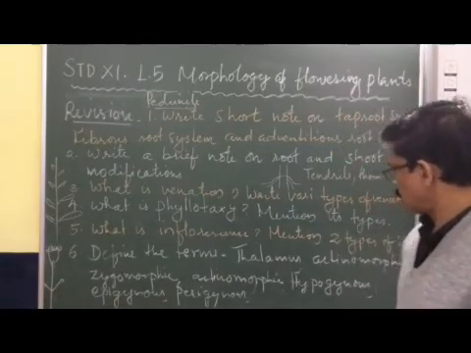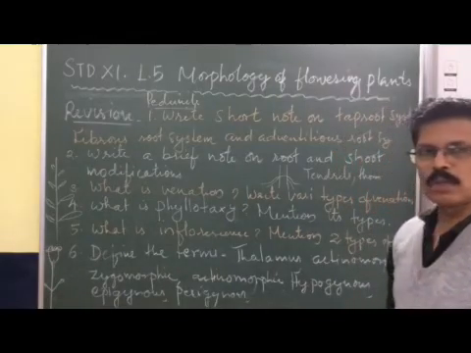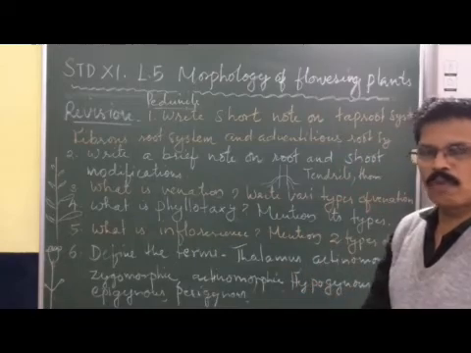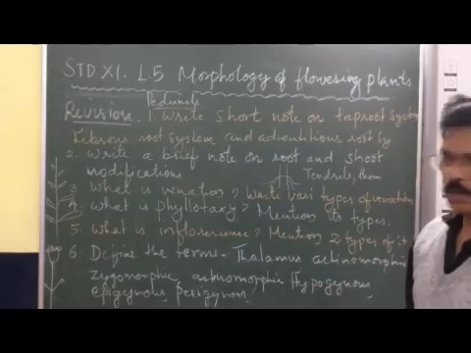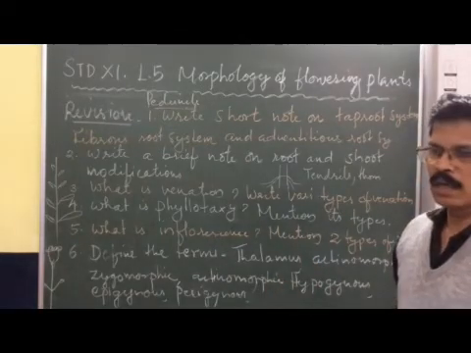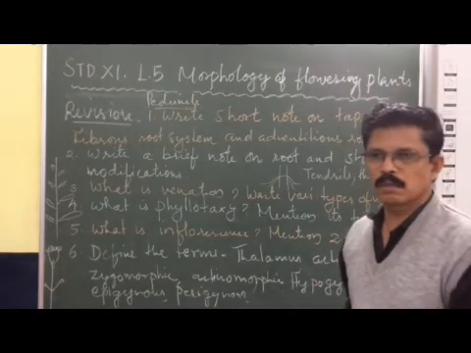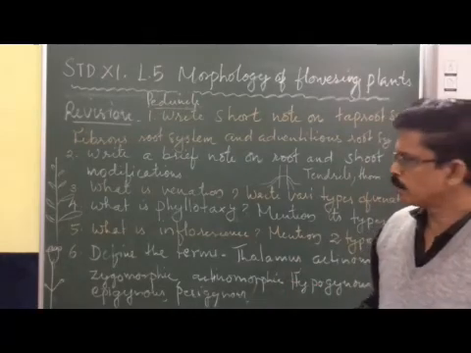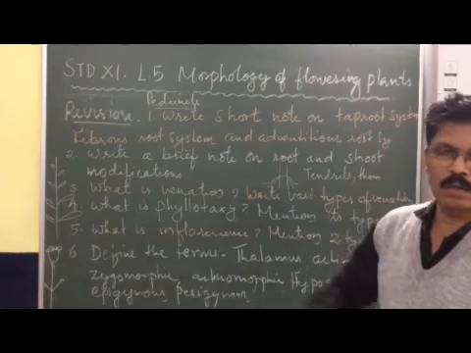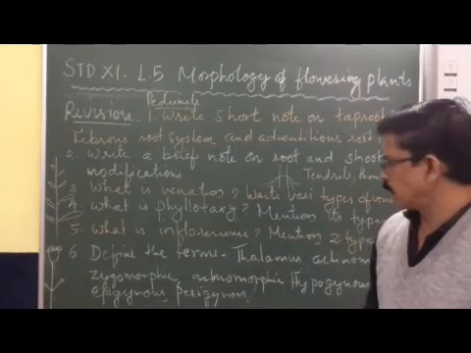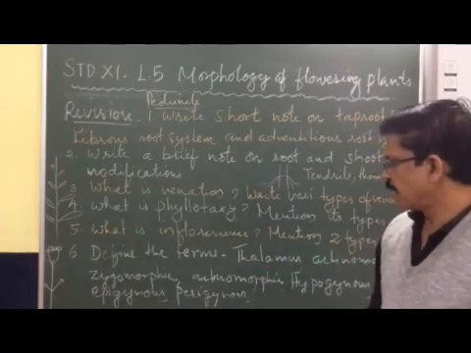Then hypogynous. Hypogynous means the flower has a superior ovary and all other floral whorls arise from below the ovary. Epigynous, on the opposite, means the gynoecium or pistil is inferior and all other floral whorls arise above the pistil, ovary, or gynoecium. Now perigynous.